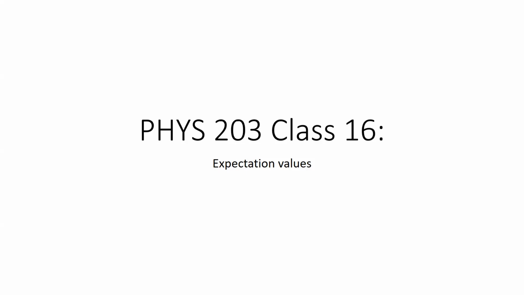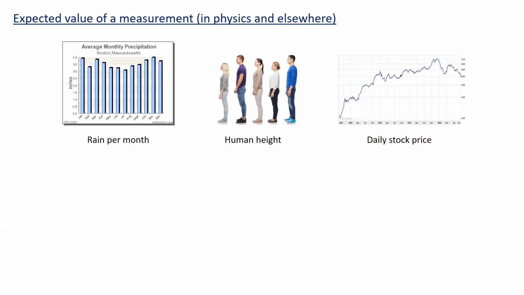So expectation values are what connect the wave function to physical quantities, as I mentioned, like momentum, energy, and position, and later angular momentum or angle in certain other systems. So what are expectation values? Well, whenever we take measurements, we can say we have an expected value of a measurement in physics and elsewhere.